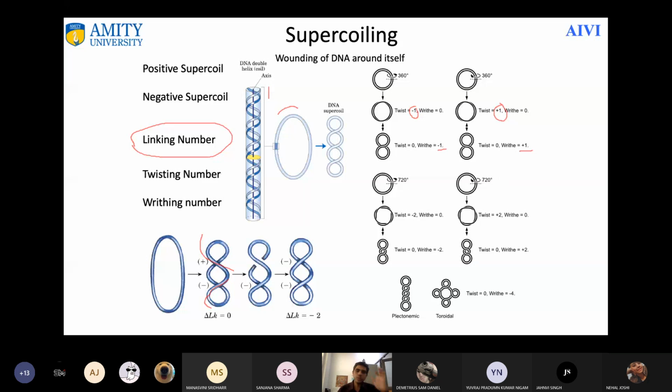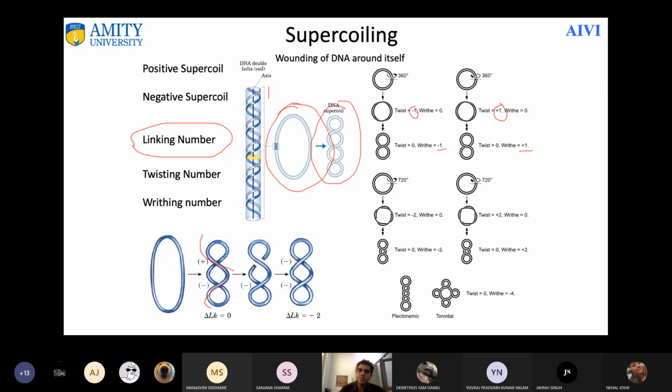Okay. So this is a brief description about supercoiling. Now this supercoiling is a change in the topology. So this is a circular one. It appears like a circle, but it is appearing like an 8. So this is a change in the topology. So the enzyme which changes the topology, we call the Topoisomerase. So the enzyme which is going to change the topology of DNA, we call the Topoisomerase.